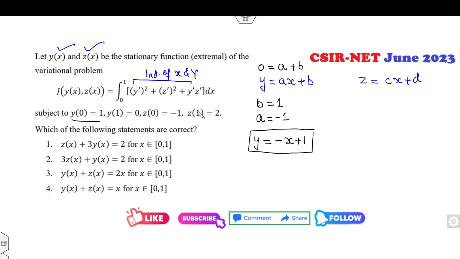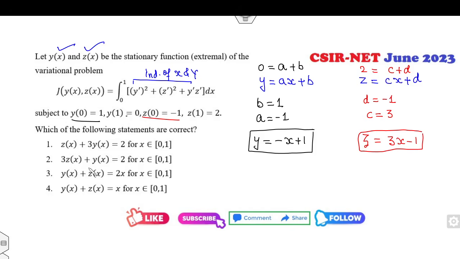Apply the same condition for this case. Z of 0 is equal to minus 1, so d will be minus 1. Z of 1 is equal to 2. That means c plus d, and d is minus 1, so c will be 3. So z will be 3x minus 1.